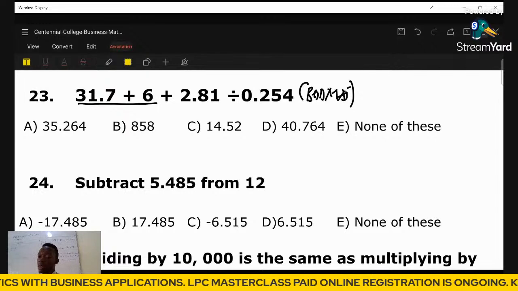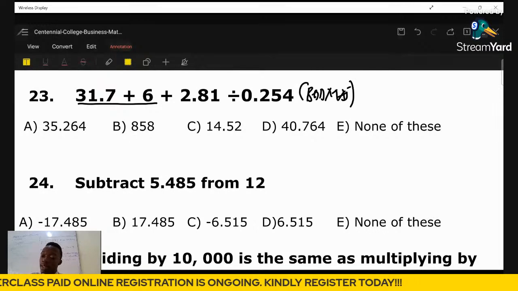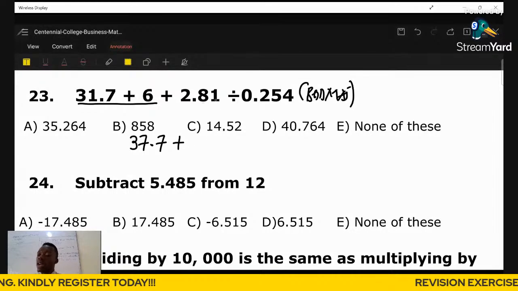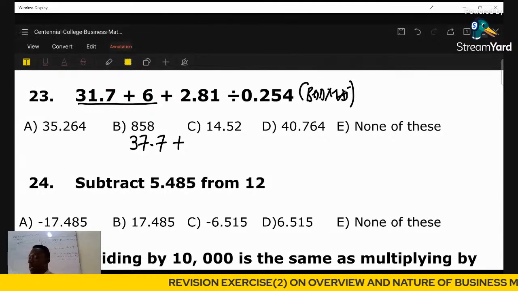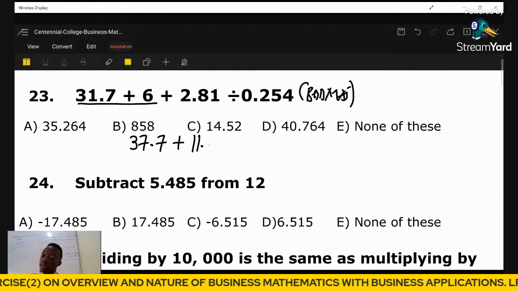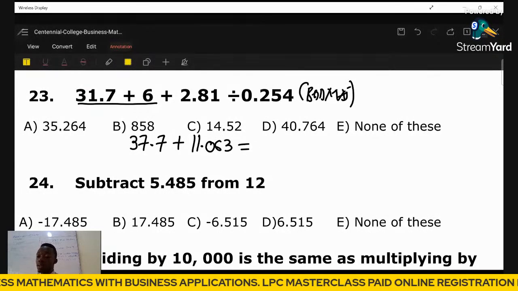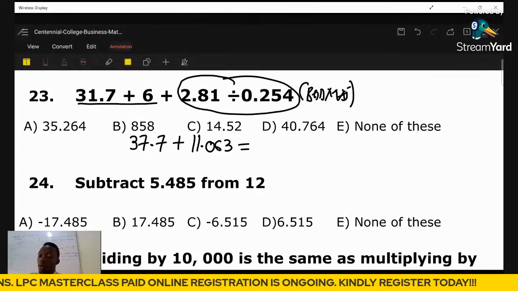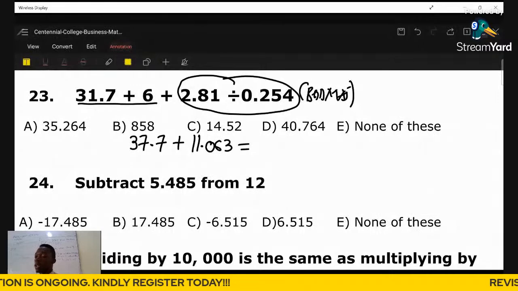With the help of a calculator, when you add 31.7 plus 6, you should be able to arrive at 37.7, right? Then when you divide 2.81 by 0.254, in 3 decimal places, I had 3.063. So you first need to divide these two numbers, before whatever you get, you add to the summation of 31.7 plus 6.